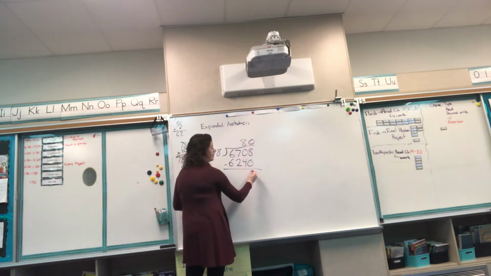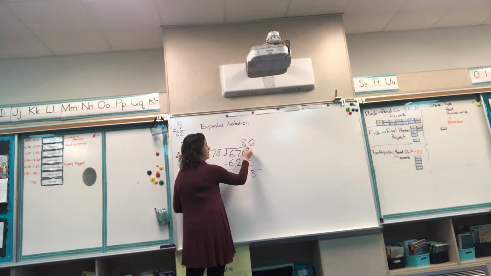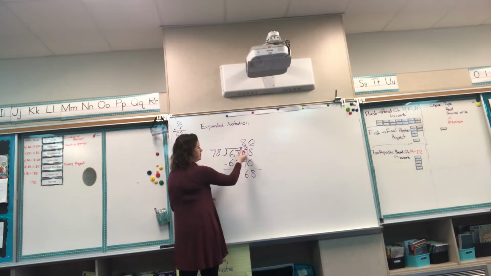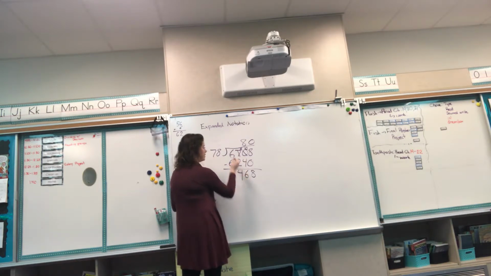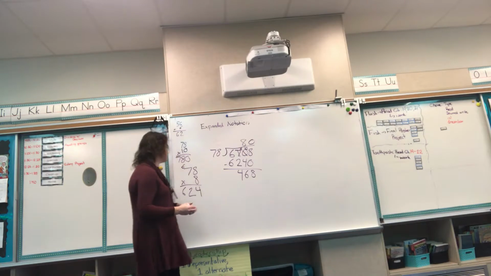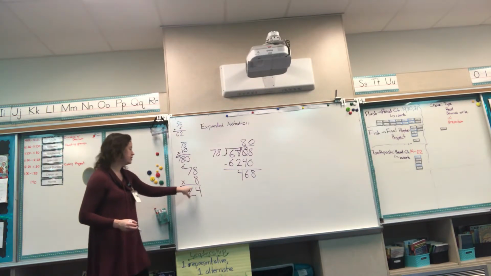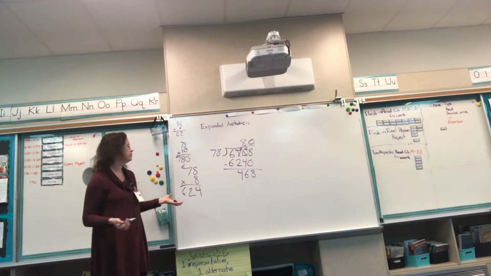So 8 minus 0 is 8. 0 minus 4, can't do that, so I have to make that a 10 and borrow from my 7, make that a 6. 10 minus 4 is 6. 6 minus 2 is 4. 6 minus 6 is 0. So now 78 into 468. I know that 78 times 8 is 624. That's much too high. So I'm going to go down and try 5.